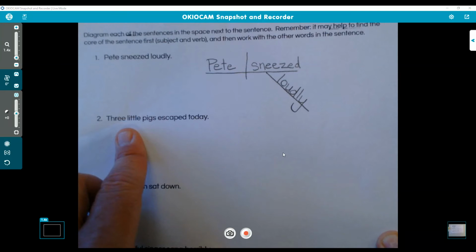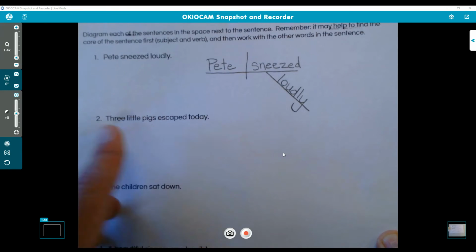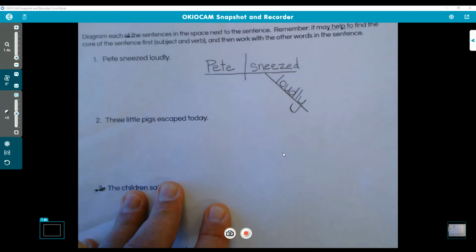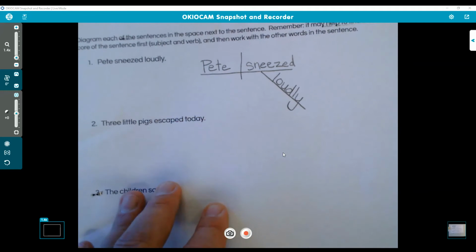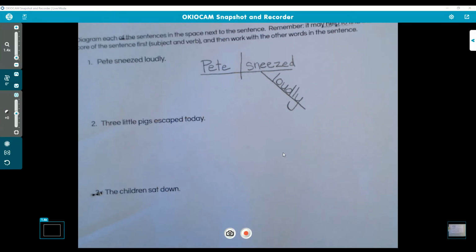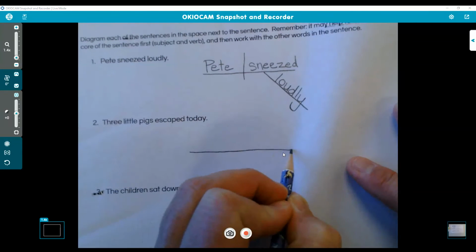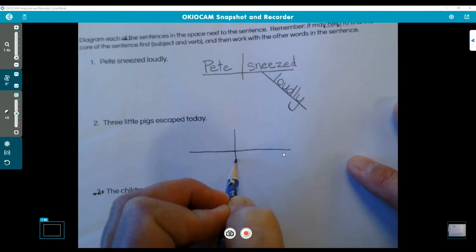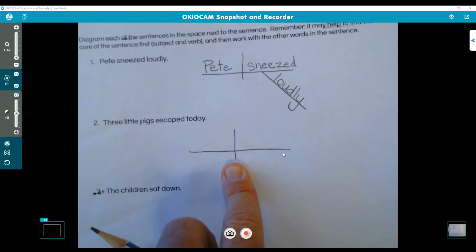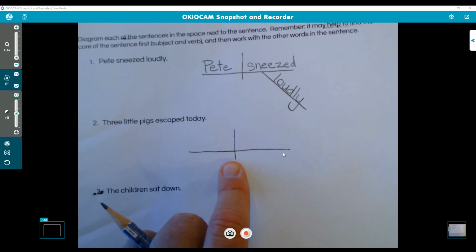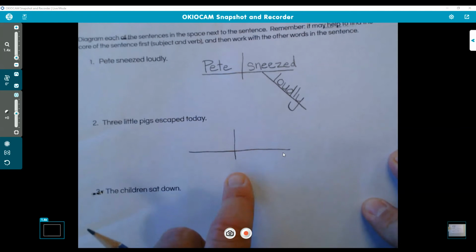Three little pigs escaped today. All right, scholars, press pause, try diagramming that sentence. Remember, look for that core first. All right, ready to check? Beginning with our core, this sentence has one subject and one verb. Remember, when you're splitting between the subject and the verb, you want this nice fence that goes just a little bit down, not too far down.